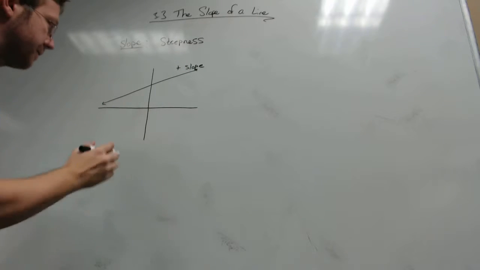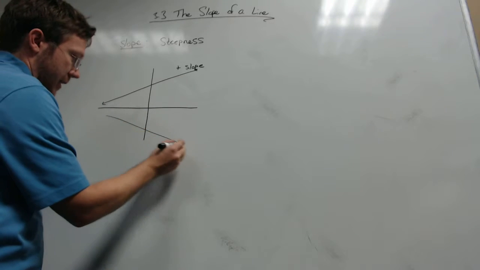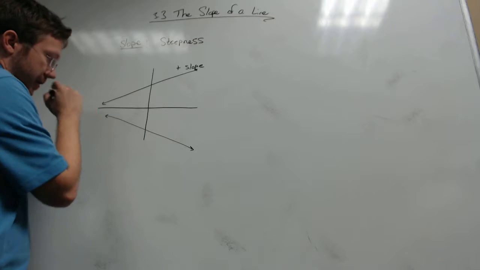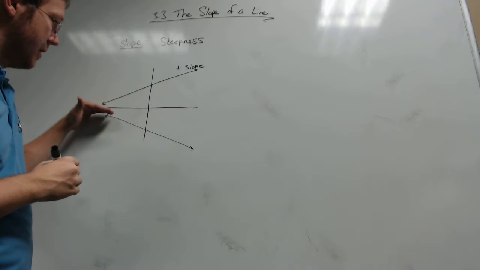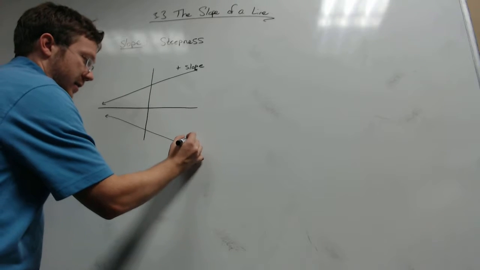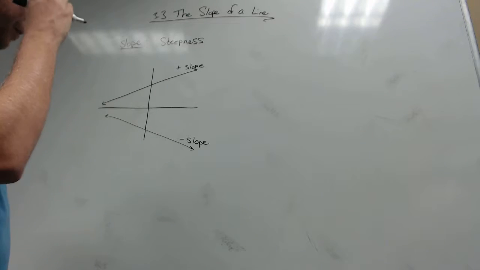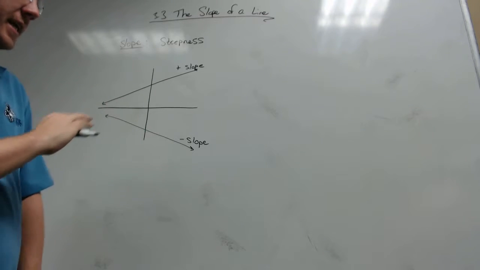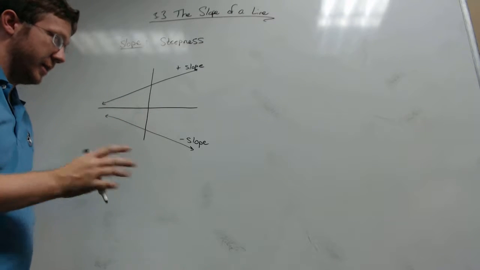Hopefully this kind of paves the way for the other answers here. If I have a line like this down here, traveling left to right, I would be considered traveling downhill along this line. So we would describe this line as having a negative slope. 99% of lines have either a positive slope or a negative slope.